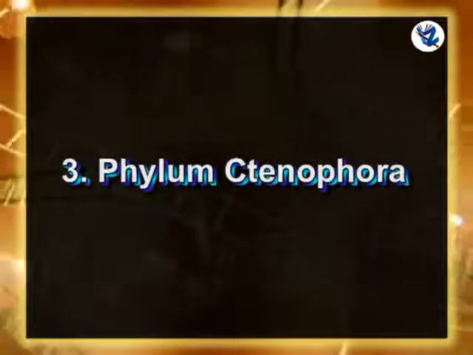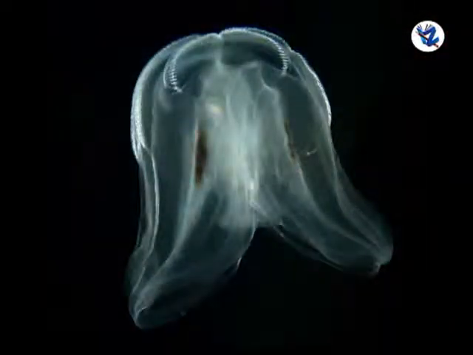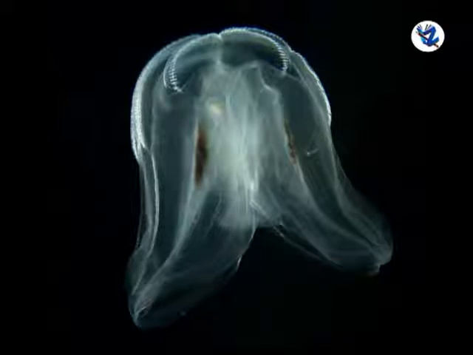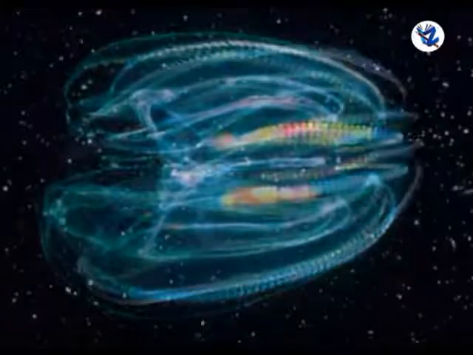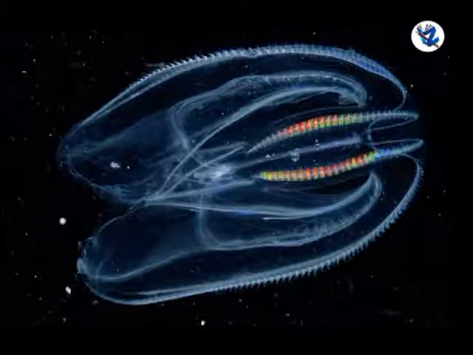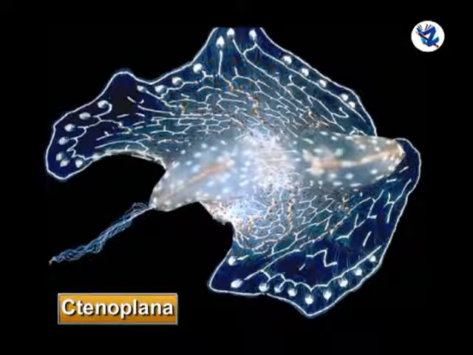3. Ctenophora. Completely marine, radially symmetrical, diploblastic, spherical body with external rows of cilia. Sexual reproduction with external fertilization. Example: Ctenoplana.